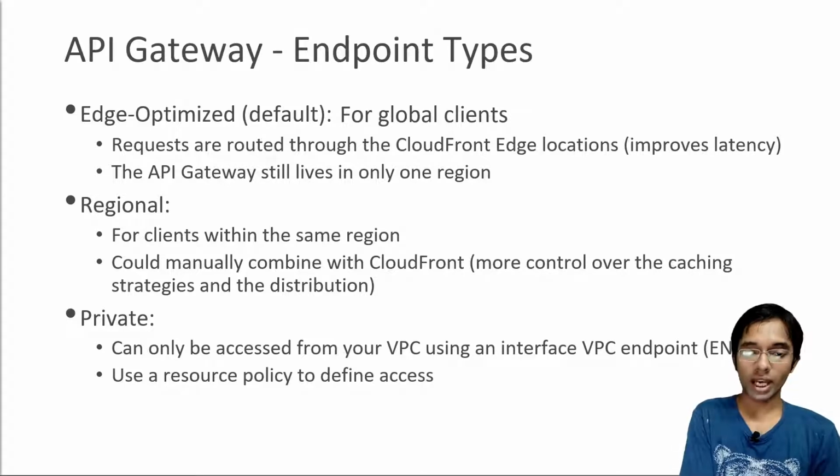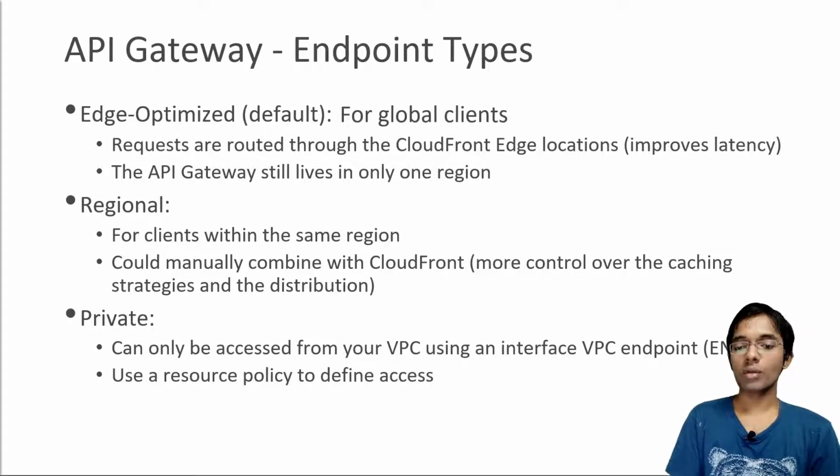You could manually combine this with CloudFront if you want to have more control over the caching strategies, distribution, that kind of thing. So by default it is edge optimized, but you can have a regional API gateway and combine this with CloudFront. Finally, private, where you want to deploy things only within your VPC and get access from the ENI, and you need to use a resource policy to define access to your private API gateway. So remember the 3 different ways of deploying your API gateway: edge optimized, regional, and private.